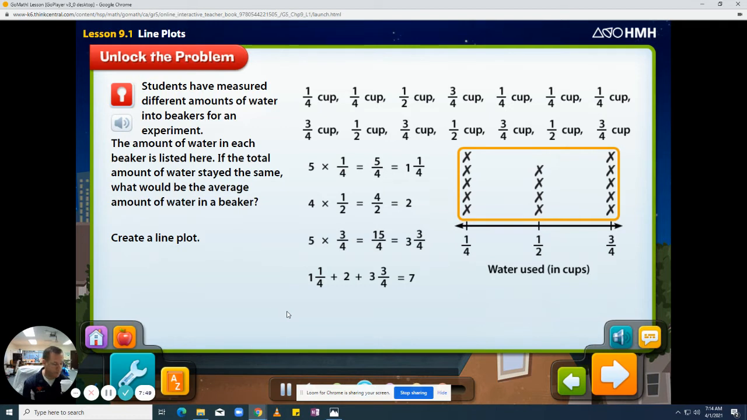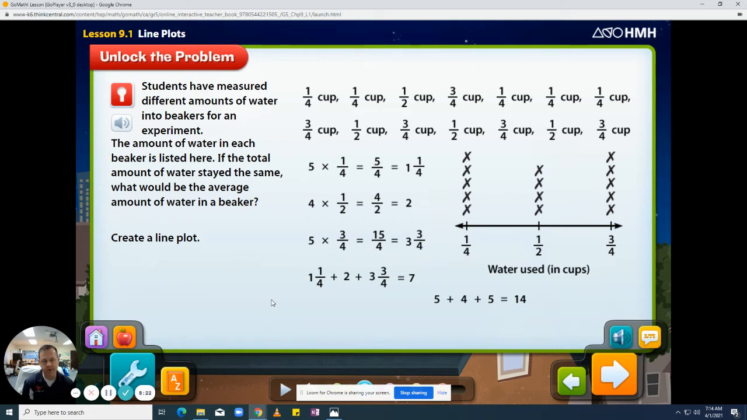Count the number of X's on the plot to find the number of beakers. There are 5 plus 4 plus 5 beakers. How many is that? So all they're saying there is it depends what the question is. In this question, it's like, how many beakers are there? So a beaker is like a little thing. How many little things of water were there? Well, it's how many total things there were. There's 1, 2, 3, 4, 5, 6, 7, 8, 9, 10, 11, 12, 13, 14. There are 14 beakers.